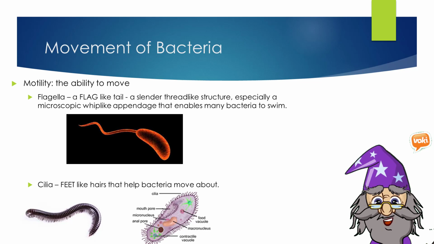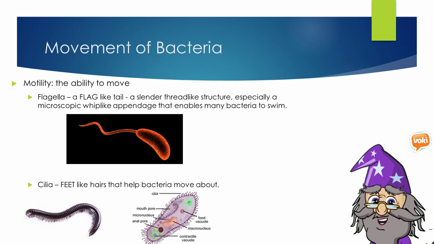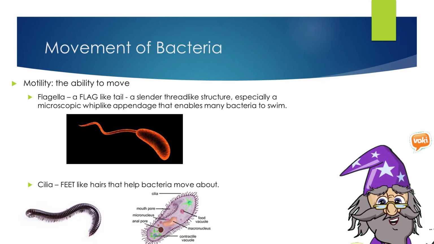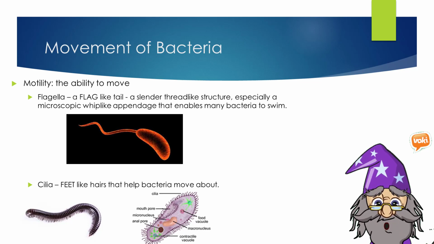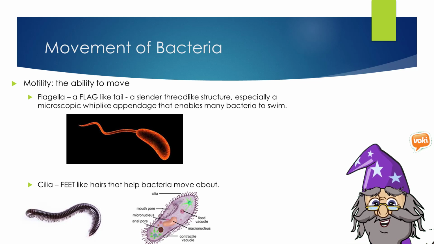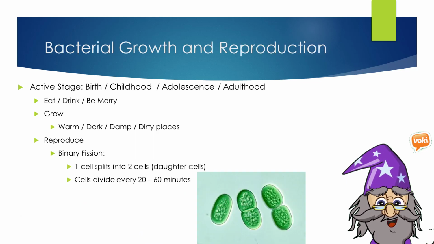Bacteria do not just sit and wait to be picked up. Bacteria have motility, meaning the ability to move about on their own. Bacteria are able to move about with one of two different types of appendages. The first of these appendage types are flagella. Flagella is a flag-like tail, or a slender, thread-like structure, and especially microscopic, whip-like appendage that enables many bacteria to swim. The other type of appendage that allow bacteria to move about are called cilia. Cilia are feet-like hairs that help bacteria walk.